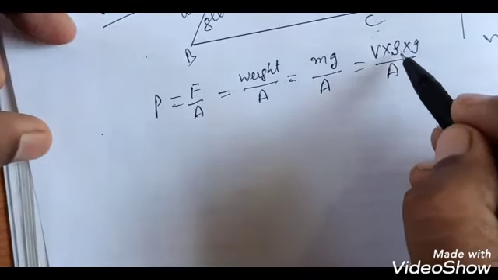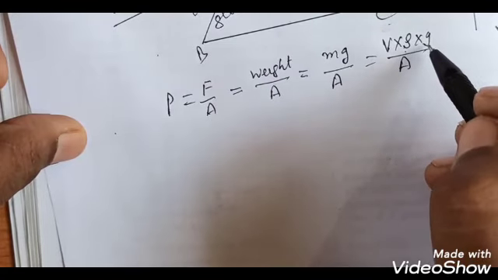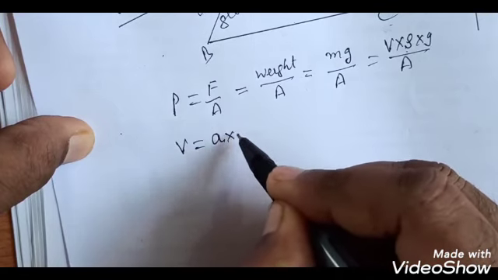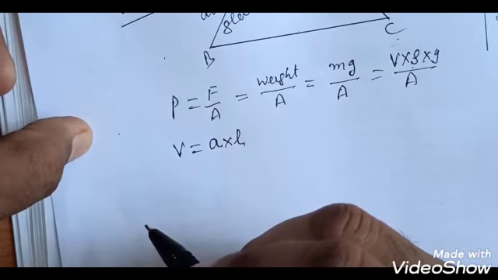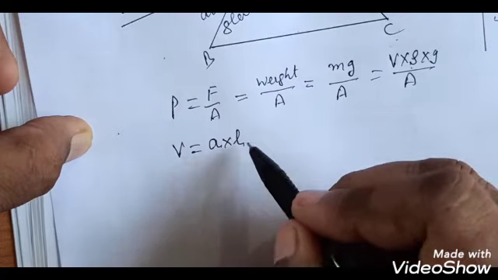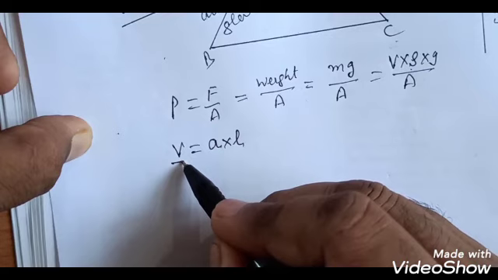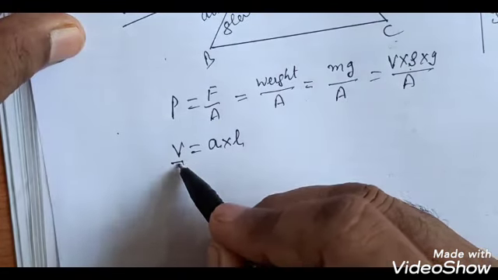And what is V? Rho and g are constant at a place for a liquid. What is V? V is equal to area of cross section into length or height. Right? So if we put these values, ultimately what do we get? Pressure. So we have to start from here. We have to find the volume of the liquid in that imaginary cylinder. So we'll start from volume.